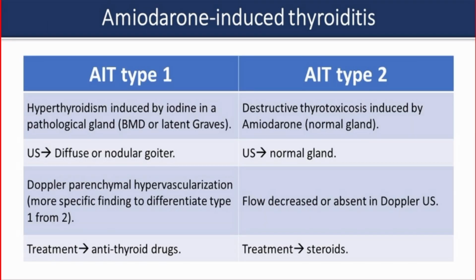Here is a comparison between amiodarone-induced thyroiditis type 1 and type 2. In type 1, there is hyperthyroidism induced by iodine in a pathological gland. Ultrasound finding: diffuse or nodular goiter. Doppler parenchymal hypervascularization, more specific finding to differentiate type 1 from 2. Treatment of type 1 is anti-thyroid drugs.